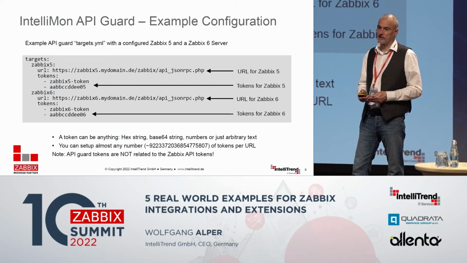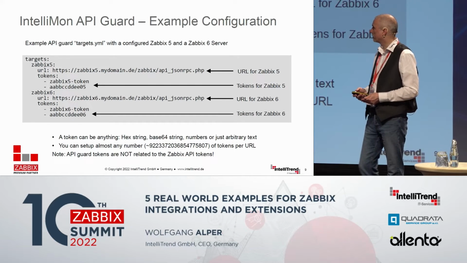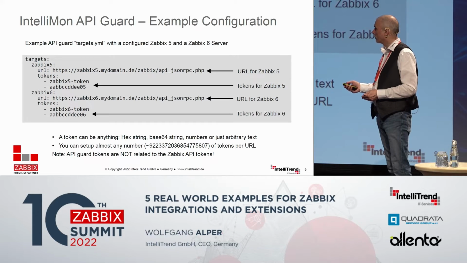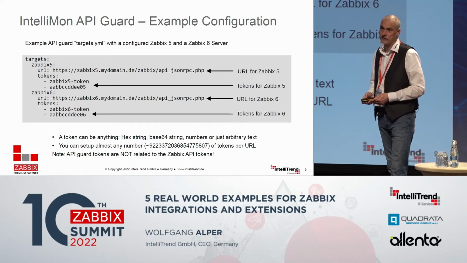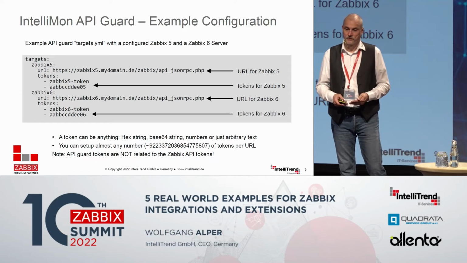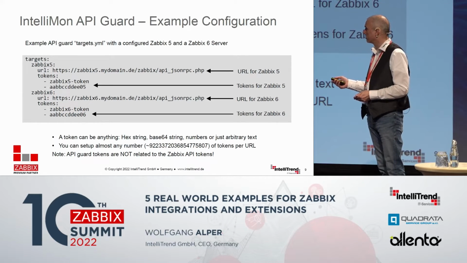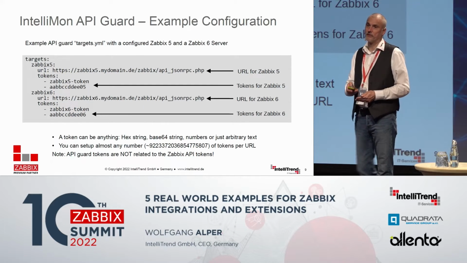So here we see a complete example configuration of how it looks. We have here a setup for a Zabbix 5 instance, and here a setup for a Zabbix 6 instance. Doesn't matter. Here are the URLs that are being used. Here are the tokens. And any of these tokens is valid and will forward the request to this URL. So that's basically the idea. If I use, for example, the Zabbix 5 token, then it will be forwarded to this instance. If I'm using the Zabbix 6 token, it will be forwarded to the other instance.